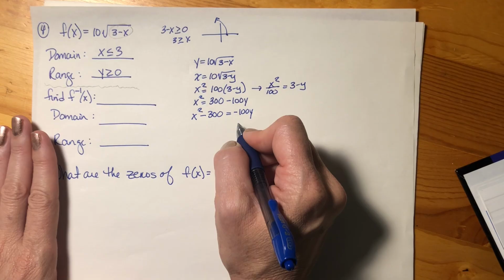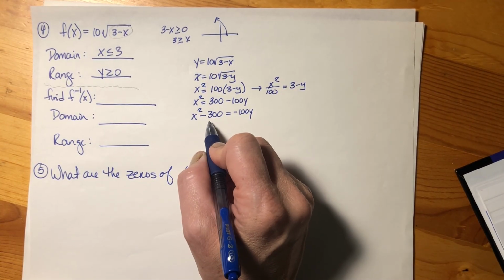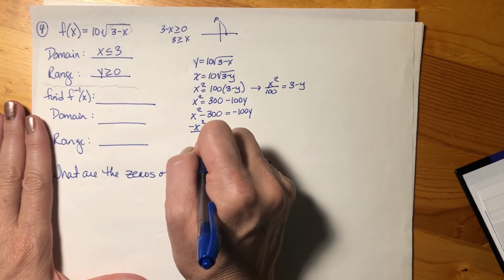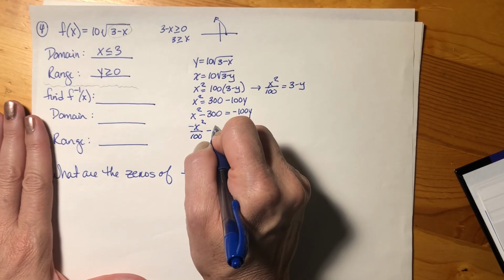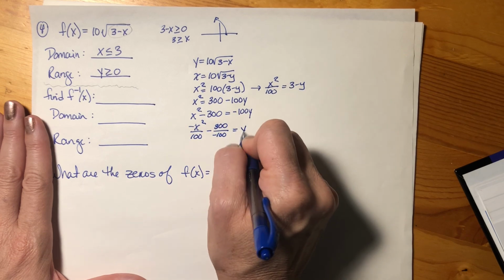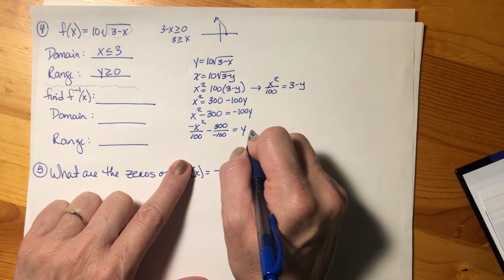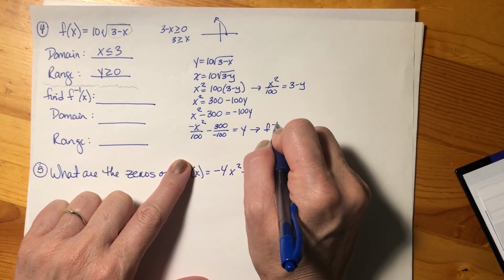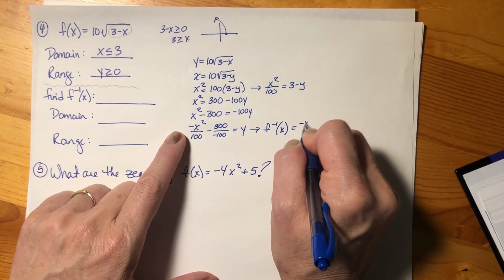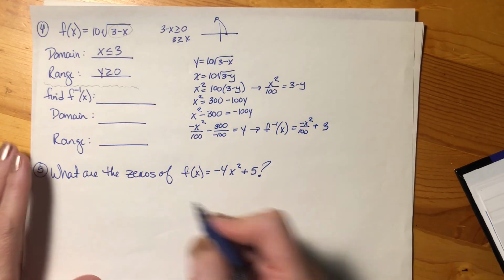Yeah, that's right. Is it right? No, that's right. Negative x squared over 100 minus 300 over negative 100 equals y. All right, we'll do it that way. And then we need to rewrite this in f of x notation. So that would be negative x squared over 100 plus 3. Okay, so I have my function.